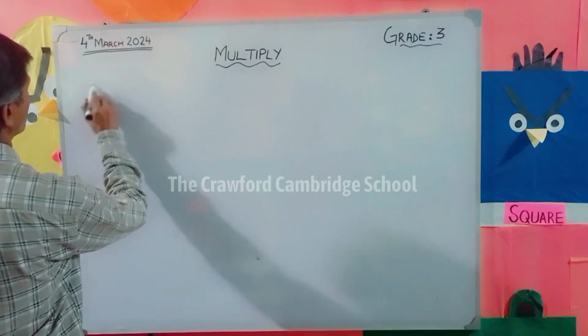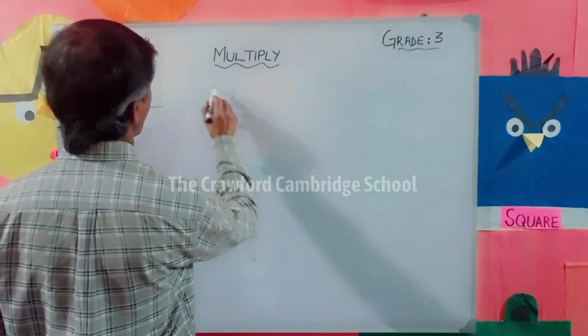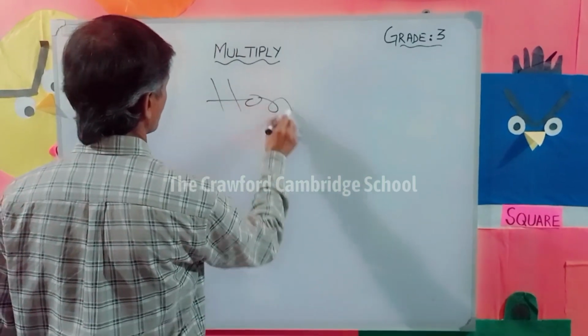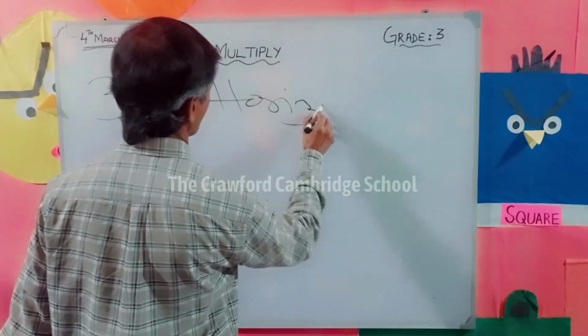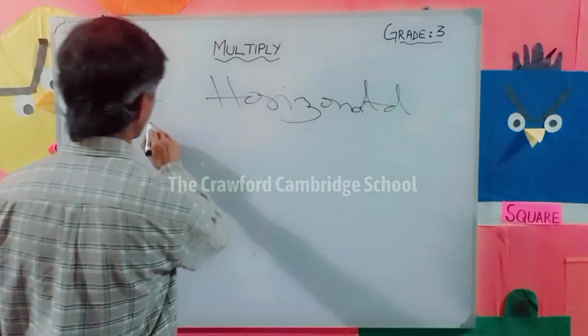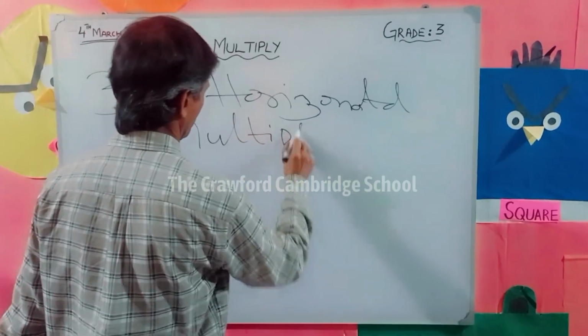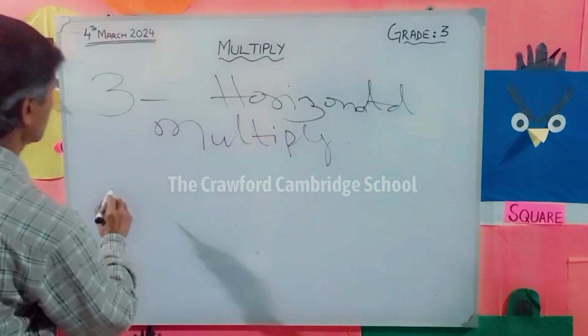Now students, we move on to question 3. Now we will do horizontal multiplication. We can do like this.